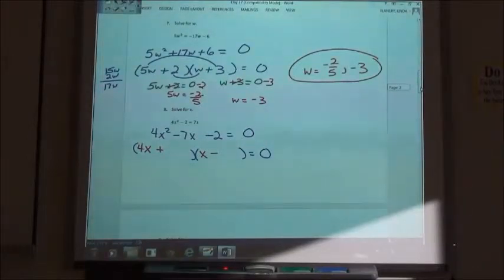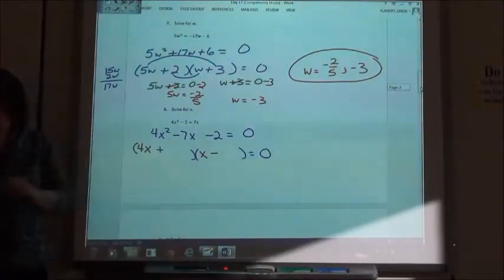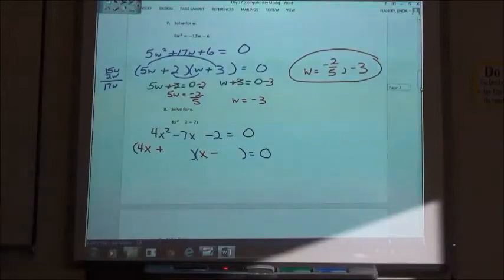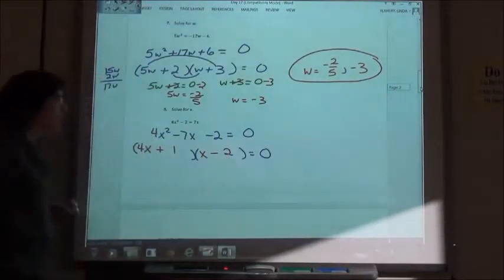Well, then we're going to factor our 2. The 2 is easy to factor. What times what is 2? 2 times 1. Do I want to put my 2 first or my 1 first? Just pick one. We're trying to get 7 in the middle. We want to do 1 first and then the 2. And then we're going to check.